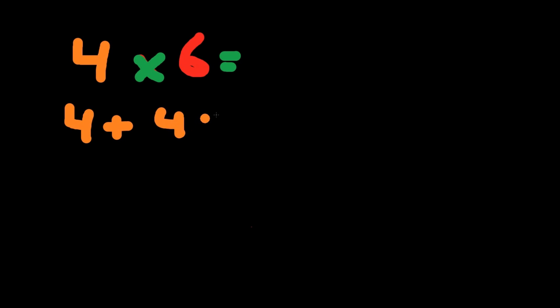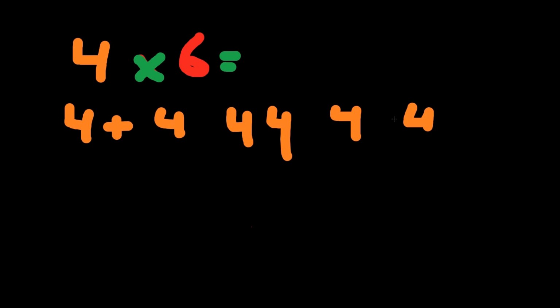plus 4 and 4, so 1, 2, 3, 4, 5, and finally 6 fours. We'll just do the signs really quick, and right here, and fix what I messed up right here. Alright, and let me just actually count those really quick. 1, 2, 3, 4, 5, 6. Alright, we have them all.